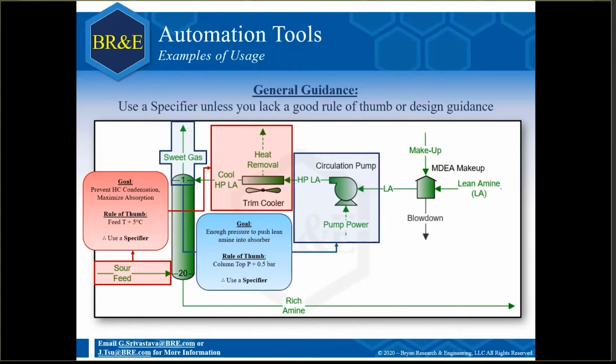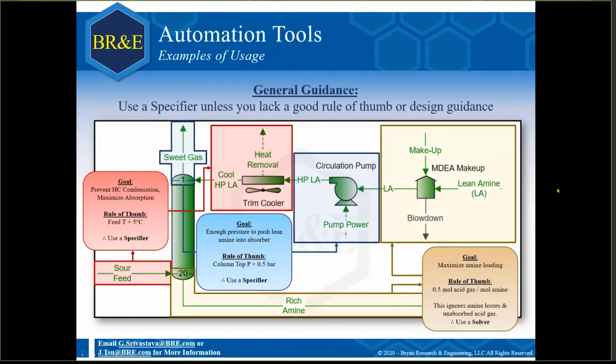But when you are dealing with indirect specifiers like this, it's important to understand the assumptions and applicability of the mathematical relationship you are using. The sour feed was just H2S and CO2. There would be no hydrocarbon in it, so there's no risk of hydrocarbon condensation. So you don't really have to apply this rule of thumb anymore. Okay, last one.